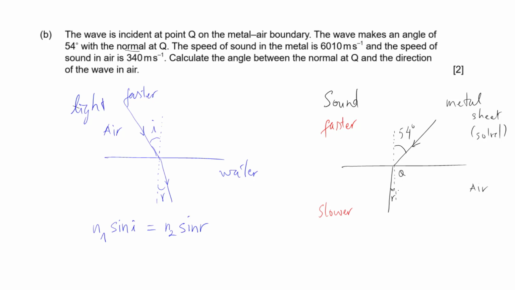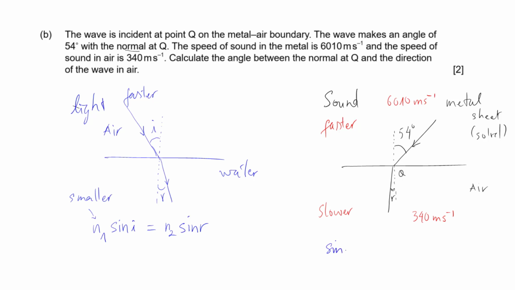This is the refracted angle, similar to the light, okay? And I intentionally draw the angle extremely small. Why? Because the speed of sound in the metal is a lot greater than in the air. Here in the metal, its speed is 6010 meters per second, and in the air it is just 340 meters per second. So a big difference. Now, similar to the equation for the light, there is a relationship between the speed of the sound in the two media and the angle.